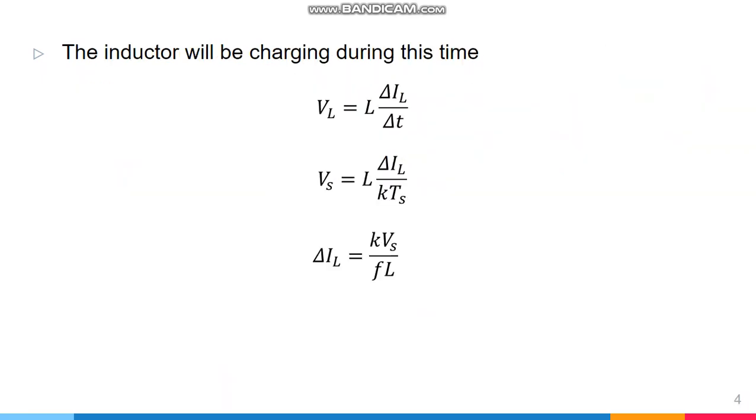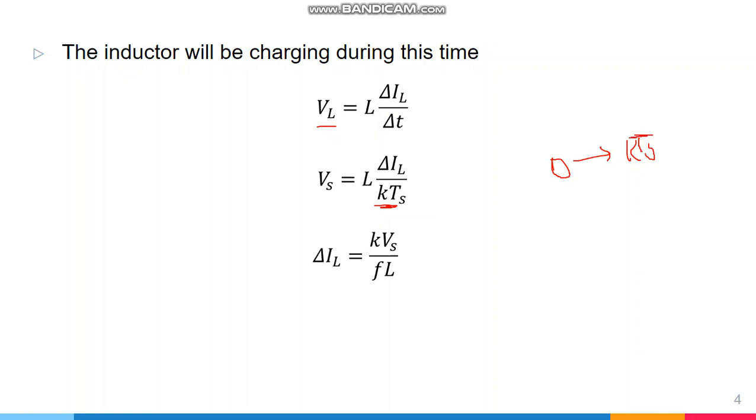Now the equation for the charging time of the inductor can be written as: the EMF produced across this inductor is equal to L delta I by delta T. So this voltage is equal to the source voltage. The source voltage will appear directly across this inductor. Vs is equal to L delta IL over KTS, because this is during the on time and the switch is on from 0 to KTS.